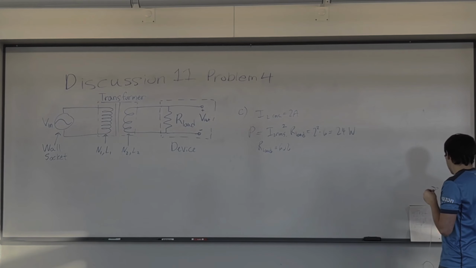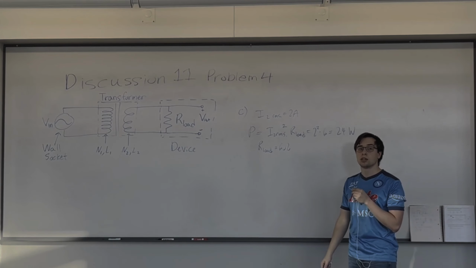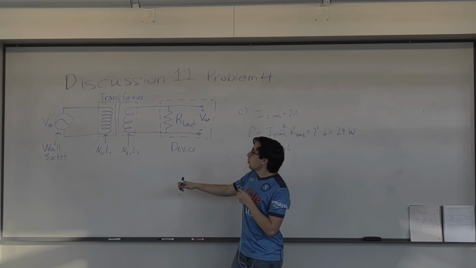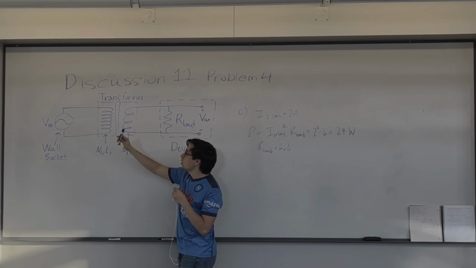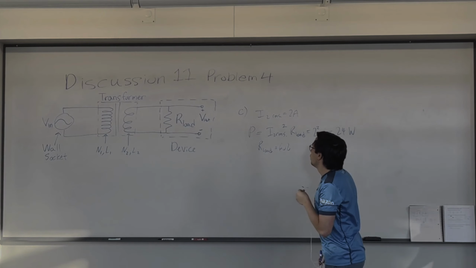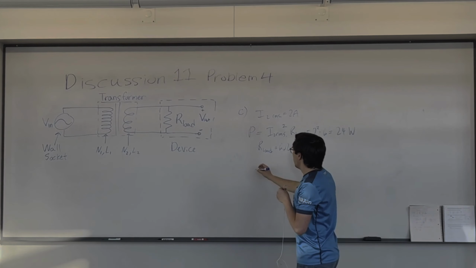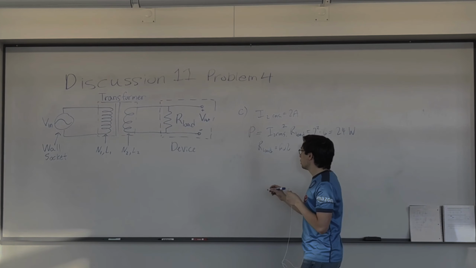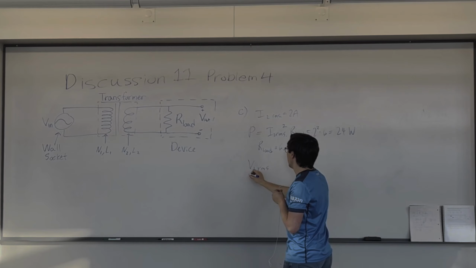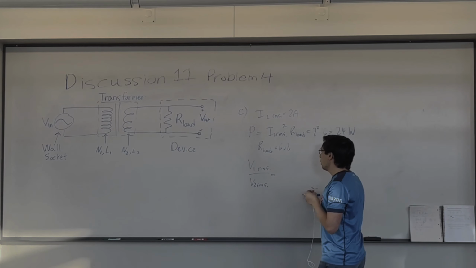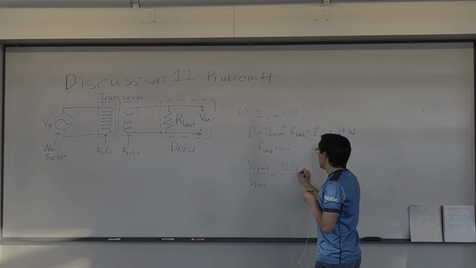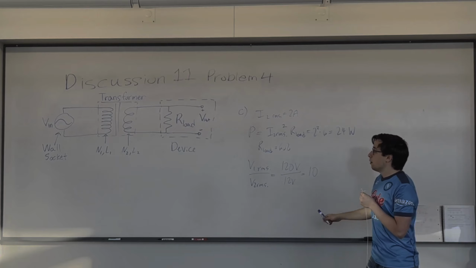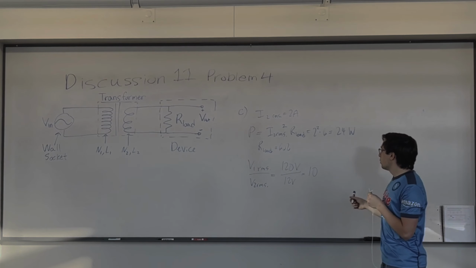Finally, in part D, we're asked to think about what happens if, instead of our input being on this side of the transformer, we were to switch things around and have our input be here and our device be on the left here. And so what happens is that the ratio of our V1 to V2 doesn't change, because that's a property of our transformer. Right? So V1 RMS over V2 RMS initially was 120 volts over 12 volts, which is a ratio of 10. And that ratio will stay the same even if we have our input on the other side of the transformer.